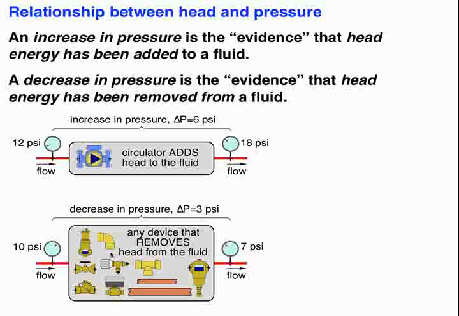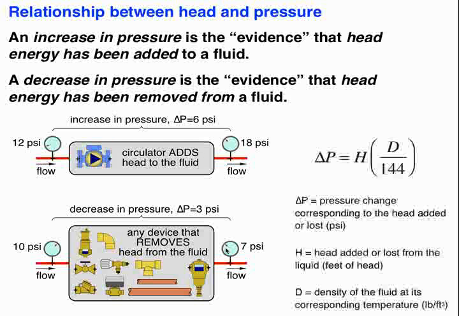And again, I've kind of lumped them together as components, but the idea here is we have 10 psi on the inlet, 7 psi on the outlet. That's a drop in pressure. Again, that's the evidence that we have dissipated head energy. And mathematically, there's a relationship between the change in pressure that you would observe, either an increase across the circulator or a decrease across the piping system.